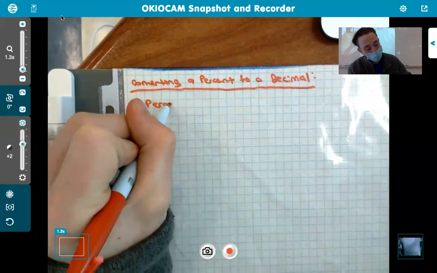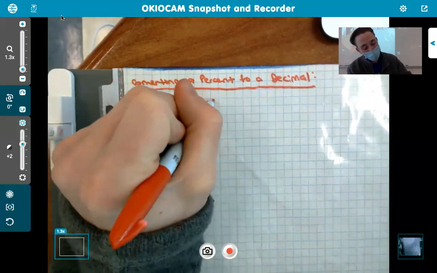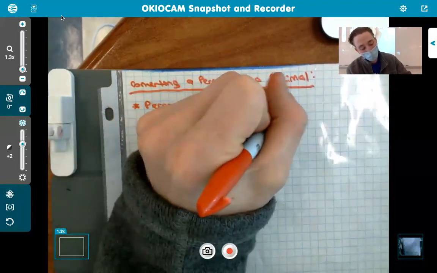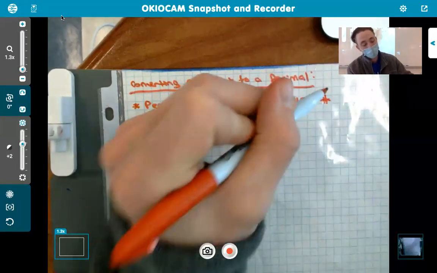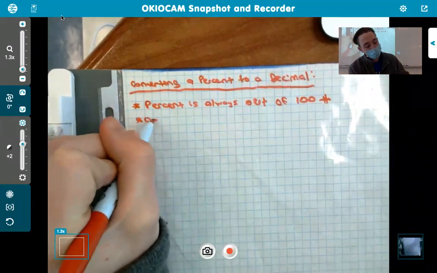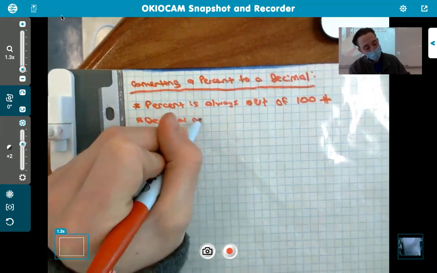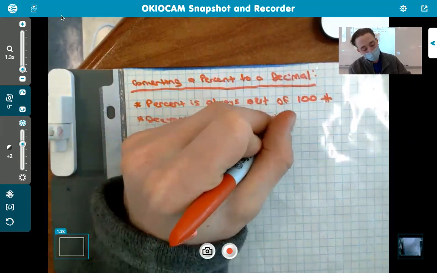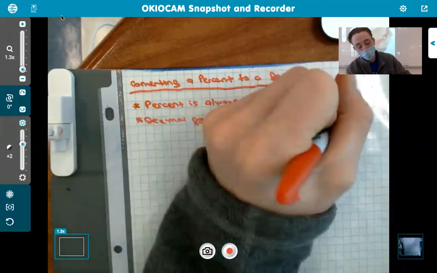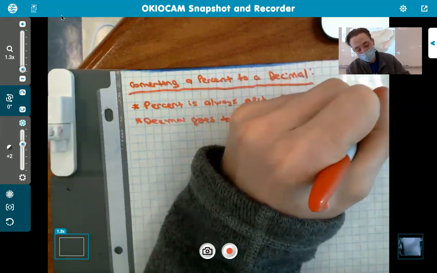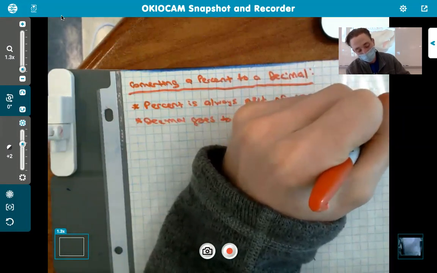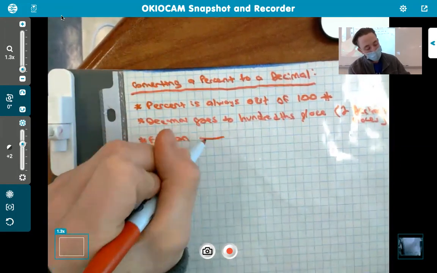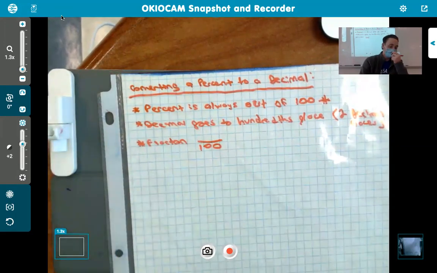you can say that a percent is always out of 100. So our decimal goes to the hundredths place, or you can think about it as 2 decimal places. And your fraction always has a denominator of 100, right?